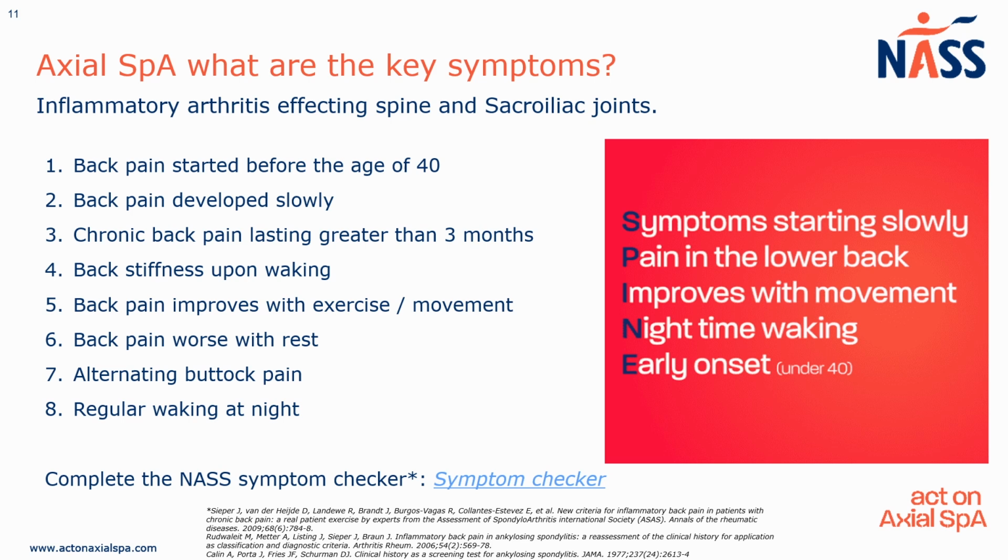Axial SpA, what are the key symptoms? Here is a list of the symptom checker questions. So: back pain that started before the age of 40, back pain that's developed slowly, chronic back pain lasting greater than 3 months, back stiffness upon waking, back pain that improves with exercise or movement, back pain that's worse with rest, alternating buttock pain, and regular waking at night time.